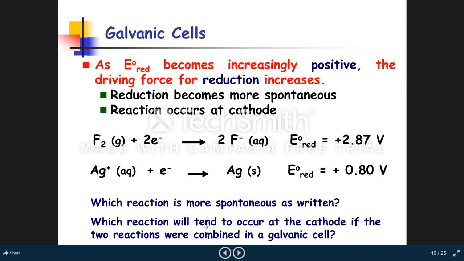Which reaction will tend to occur at the cathode if the two reactions were combined in a galvanic cell? Try to think about this question.